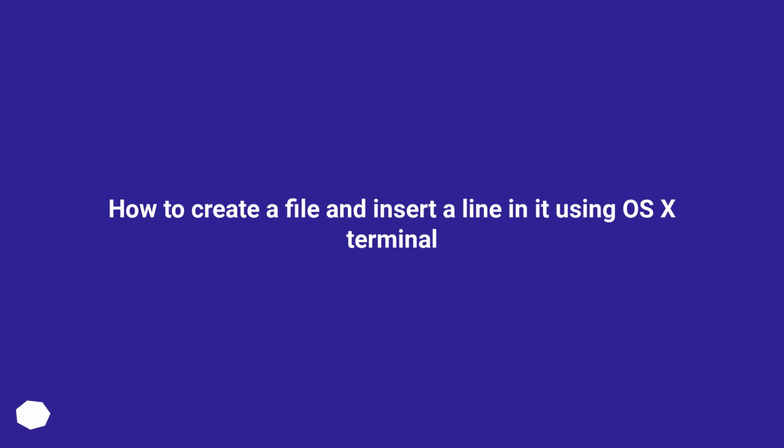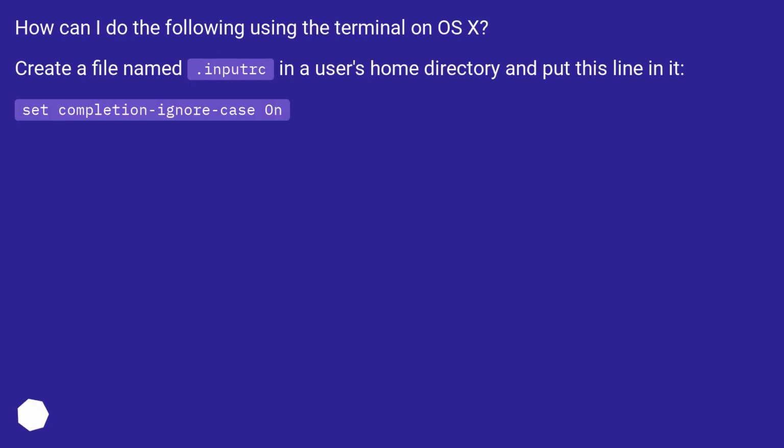How to create a file and insert a line in it using OS X terminal. How can I do the following using the terminal on OS X? Create a file named .input in a user's home directory and put this line in it: set completion-ignore-case on.